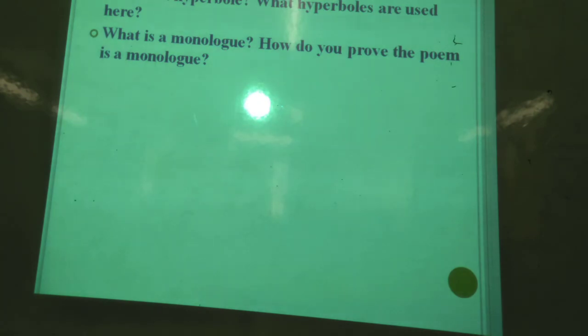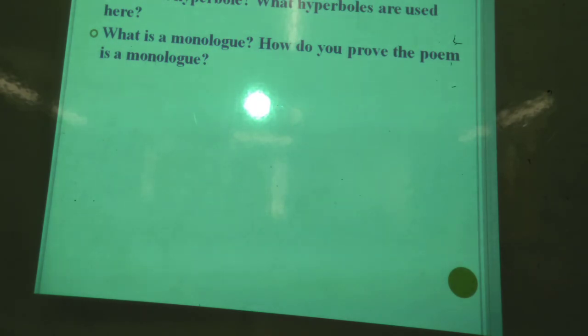What is a monologue? How do you prove the poem is a monologue? Do you think that the poem is a dramatic monologue? Obviously, we have seen that the poem is a monologue. There is a speaker. He speaks. And there is a silent listener to whom he addresses. And frequently he mentions I, you, we, etc. Okay? And my face is shown where? In my eye, sorry, in your eyes and your eye. 'Thine in mine appears.' It means that how many people are there? Two people are there. Only one is speaking.